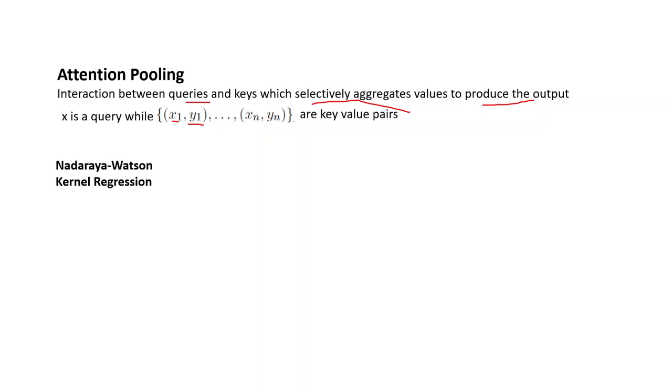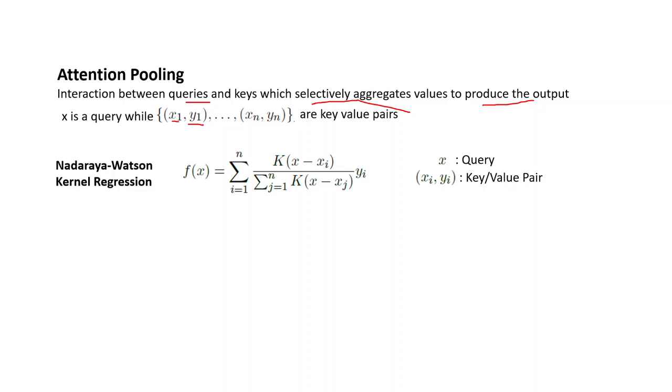So the first very important work which was done in attention pooling was by Nadaraya and Watson, which is known as the Nadaraya-Watson kernel regression, and they suggested the equation of the attention pooling function, which says that this is the summation of the weight and the value. So basically this is the weight part which I was talking about. This talks about the interaction between the query and the key.